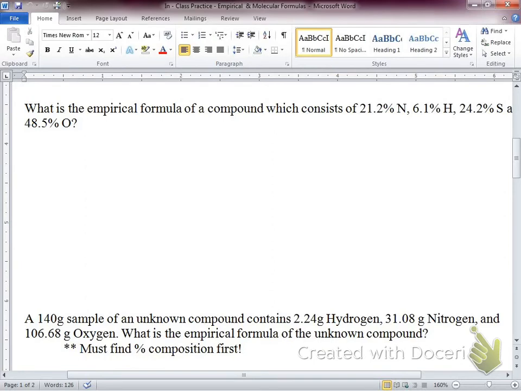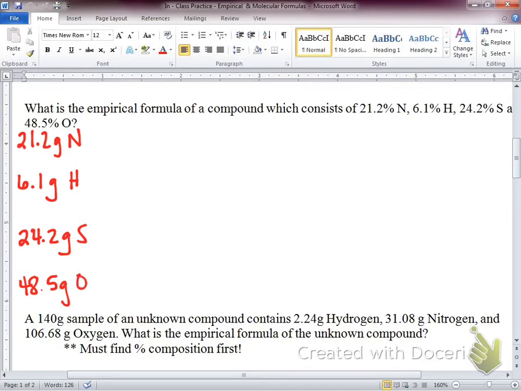Okay, 4 elements to deal with. So hopefully I left you enough room. You might have to write pretty small. Okay, but we've got 4 things we're working with here. So 21.2 grams of nitrogen, 6.1 grams of hydrogen, 24.2 grams of sulfur, and 48.5 grams of oxygen. Okay, so those percents can just be put into grams, right? We don't have to do anything crazy for that, but we do now need to start calculating moles for each of these.